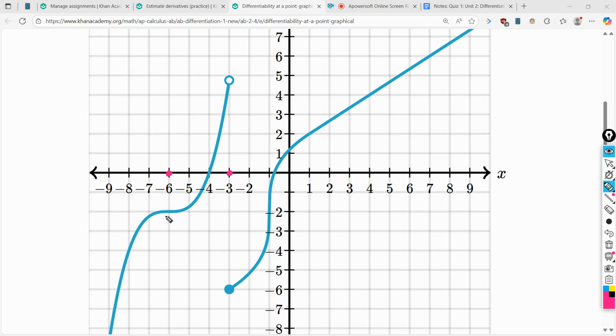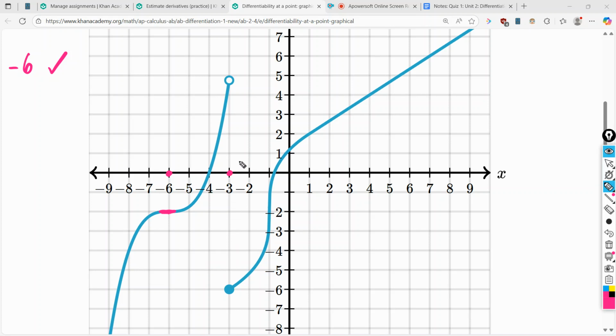At -6, we can see the graph right here. It's pretty flat, okay? It's not vertical. I can definitely find the slope at -6. They want the answers where you cannot find the slope. So -6 is okay. We're not going to choose -6 because we can find the slope at -6. That's just flat. It doesn't break any of the rules in the beginning.